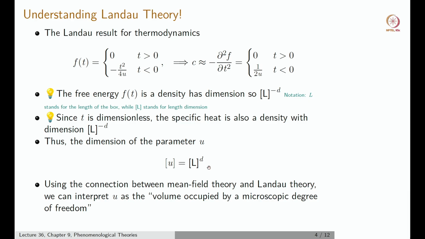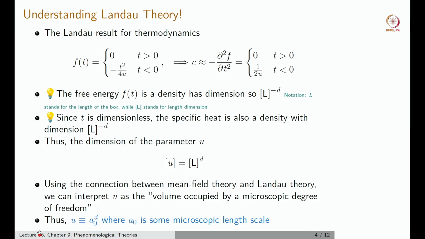So in a sense the free energy density of the mean field theory will measure how many degrees of freedom there are per unit volume, if you wish. In other words, you can interpret this u as some microscopic length scale which contains some number of microscopic degrees of freedom in the ultraviolet. You can think of it like the number of degrees of freedom per site of the microscopic model. So this is a physical interpretation based on the connection between mean field theory and Landau theory.